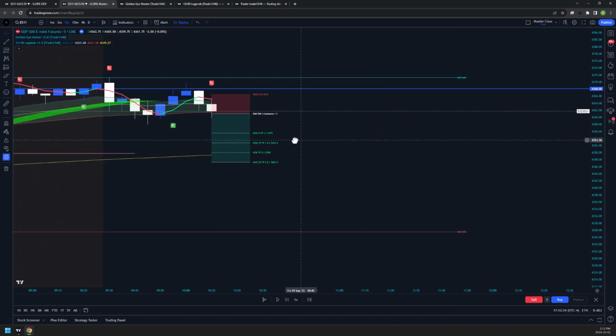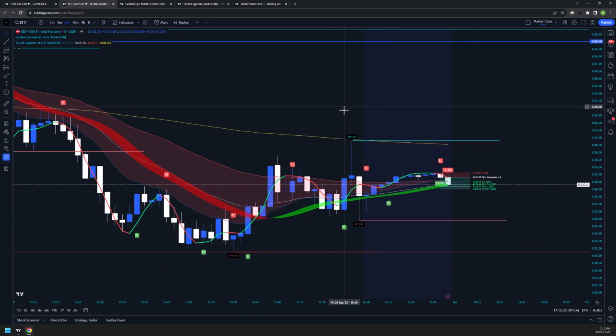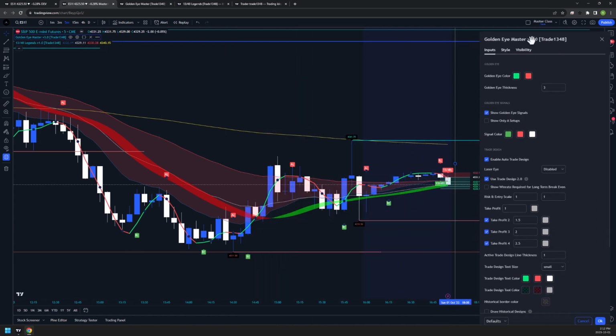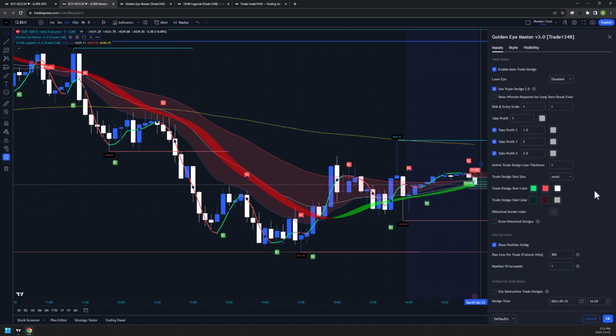Okay, so now that is out of the way, let's get out of replay mode, and I'm going to show you one other feature, which are the interactive trade designs. Now what is this? Some of you requested for the trade designs to stay on the screen and not go away when the next one forms, right? So this is to address that.